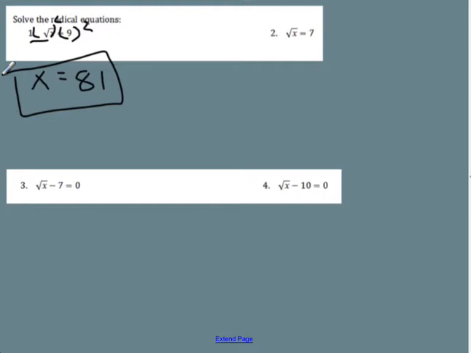Then for number 2, the square root of x is equal to 7. So now we are going to square both sides. So the square root of x squared is just x, and 7 squared is 49.